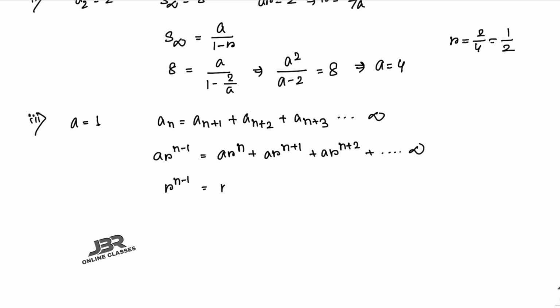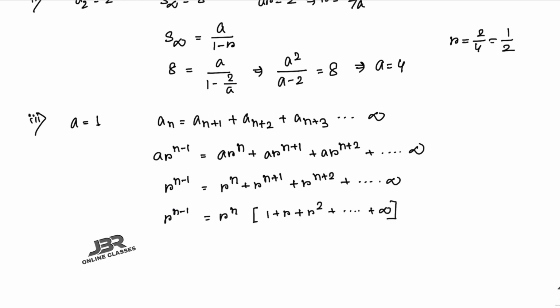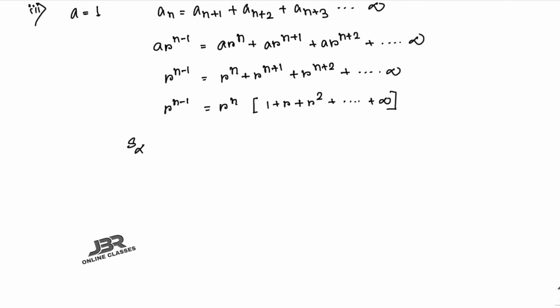So r to the power n minus 1, here r to the power n, r to the power n plus 1, r to the power n plus 2, dot dot dot up to infinity. Okay, then again here r to the power n will be common, so it becomes 1 plus r, then r square, then dot dot dot up to infinity. So as you know that S infinity equal to a by 1 minus r. Okay, so here r to the power n minus 1 equal to r to the power n, then 1 by 1 minus r. Okay, is it clear?